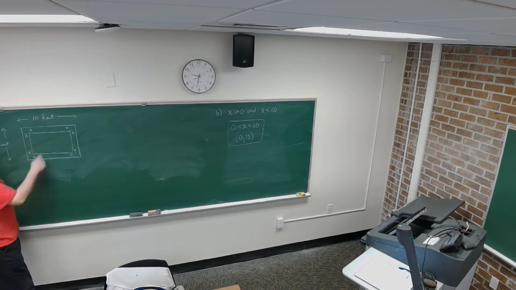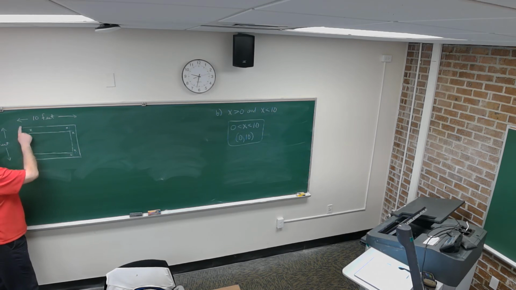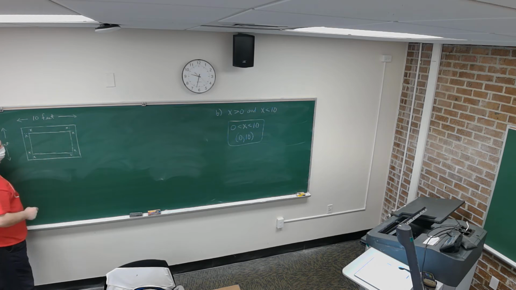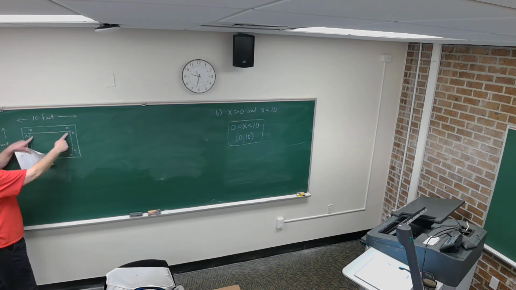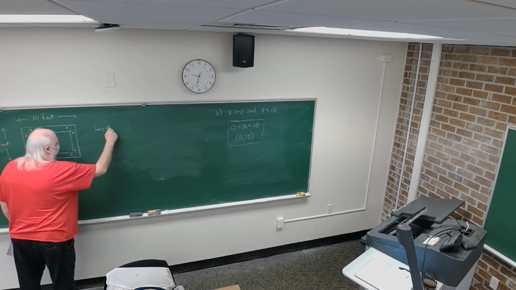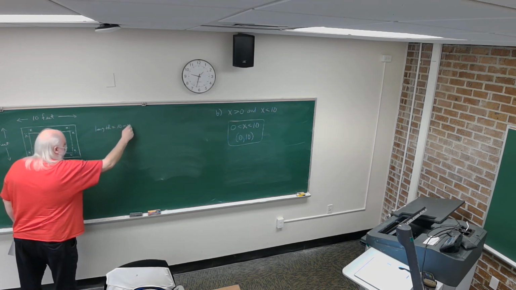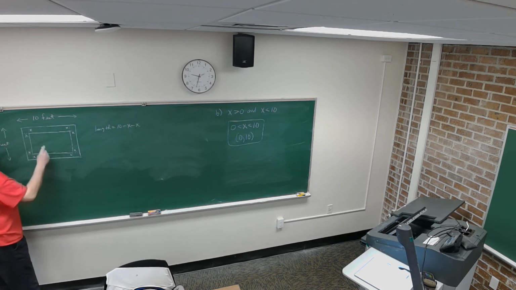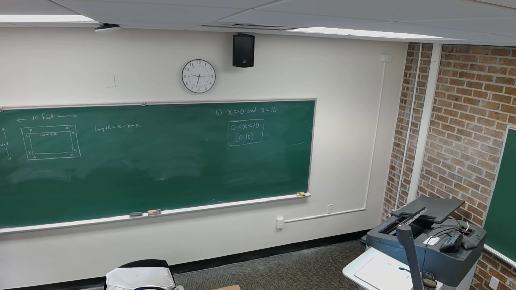Well, the total length of the original piece of cardboard is 10 feet. So when we cut out this corner x by x and this corner x by x, the length of the bottom of the box is going to be 10 minus x minus x, which is 10 minus 2x.